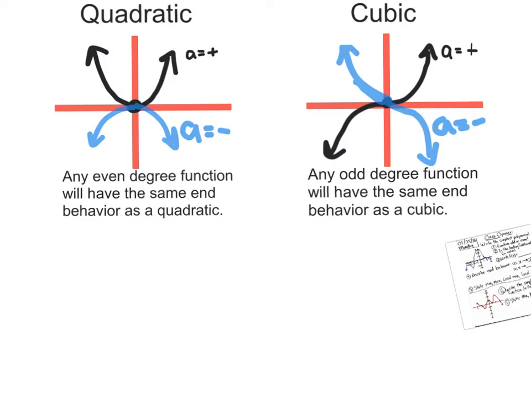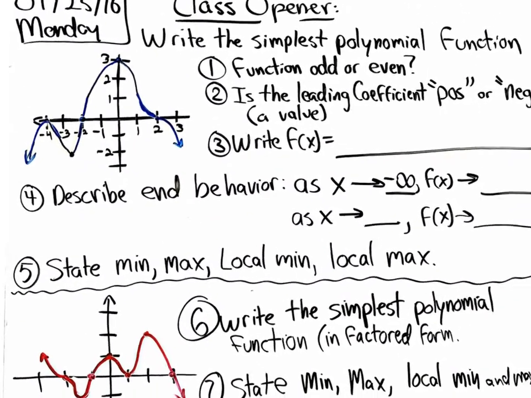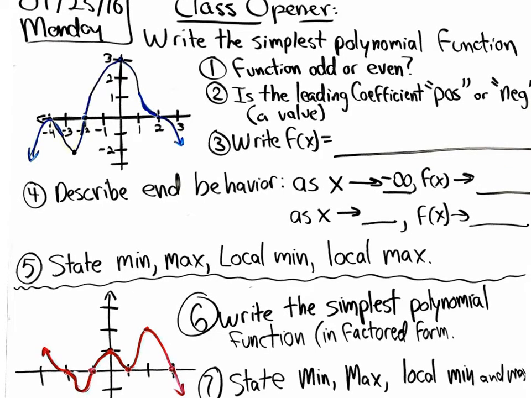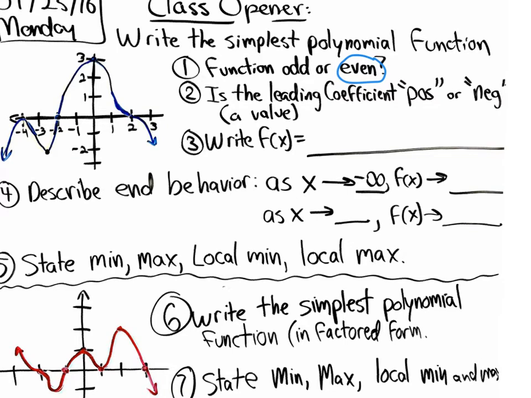Please feel free to hit pause and rewind and listen to these explanations again. I'm going to go through this kind of quick. Anyhow, let's go back to this. And so we know that the function is even because they're both opening down. It says the leading coefficient positive or negative. Well, the leading coefficient is the a value. So we know that the a value is negative because it's both opening down.